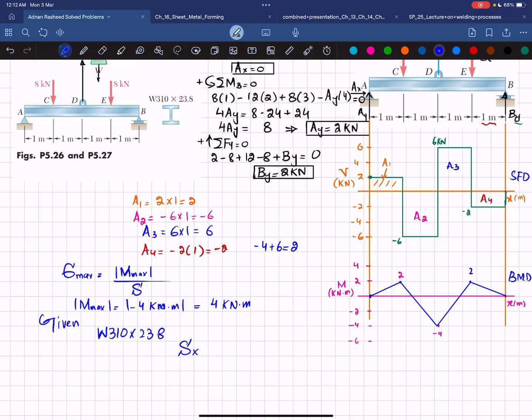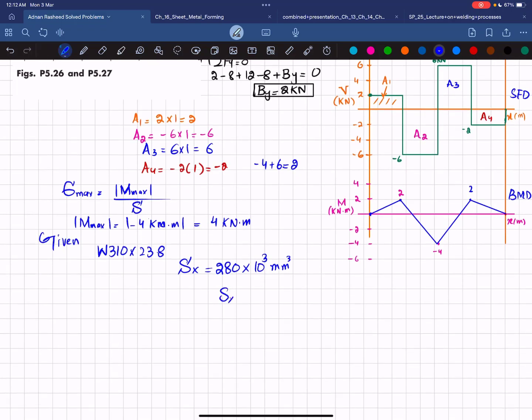Sx is 280 into 10 to the power 3 cubic millimeter. And if you convert it into meters, Sx will be equal to 280 into 10 to the power 3 multiplied by 10 to the power minus 3 cubed, and this will be cubic meter. So that will give you 280 into 10 to the power 3 into 10 to the power minus 9 cubic meter. And at the end, it will be 280 into 10 to the power minus 6 cubic meter. Now you have both the values, just use them.